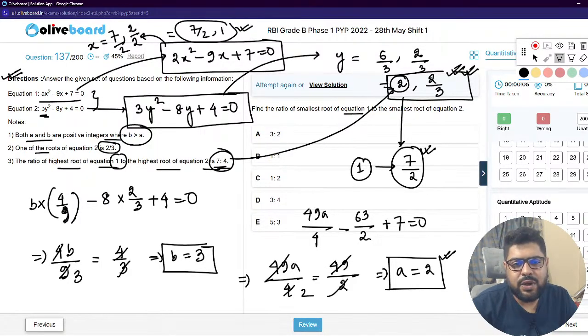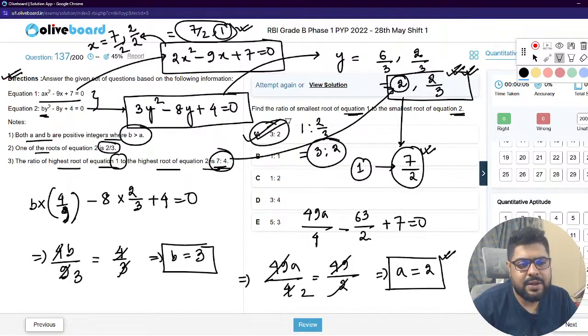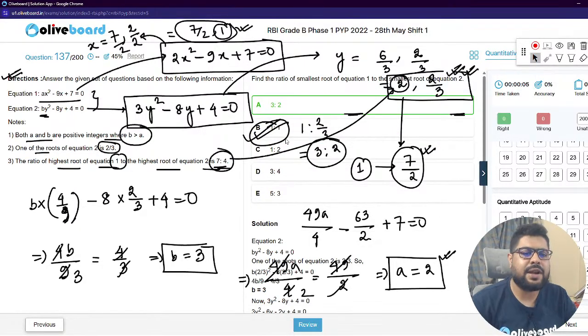Ratio of the smallest root of equation 1, that is 1, to the smallest root of equation 2, that is 2 by 3. So this ratio becomes 3:2. Option A is the answer. Option A most definitely is your correct answer. Very simple stuff. Not difficult.